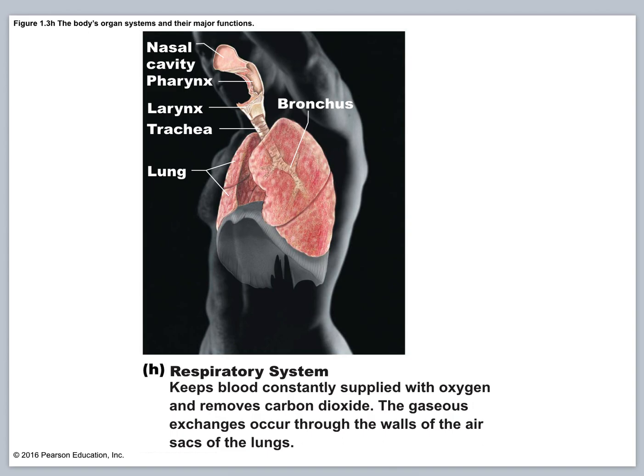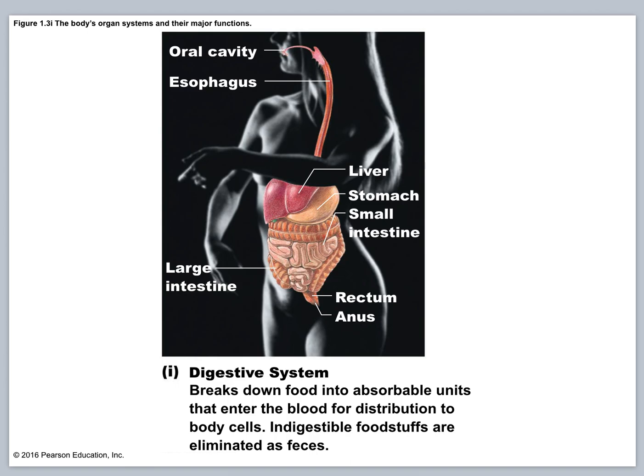The respiratory system is designed to keep the blood supplied with oxygen and for the removal of carbon dioxide from the blood. All this takes place in the air sacs of the lungs, called the alveoli. The digestive system is responsible for breaking down the food to absorbable units, and then those units of food byproducts are absorbed into the bloodstream through the GI tract. That's all the function of the digestive system.